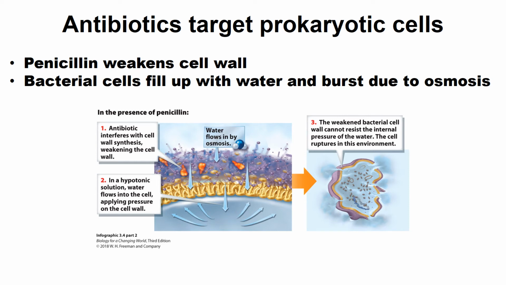Alright, so let's talk more about how antibiotics work. Specifically, let's talk about how penicillin works. What happens here is that penicillin goes into the bacterial cell wall and binds to the peptidoglycan. Essentially, it's making a hole in the cell wall.